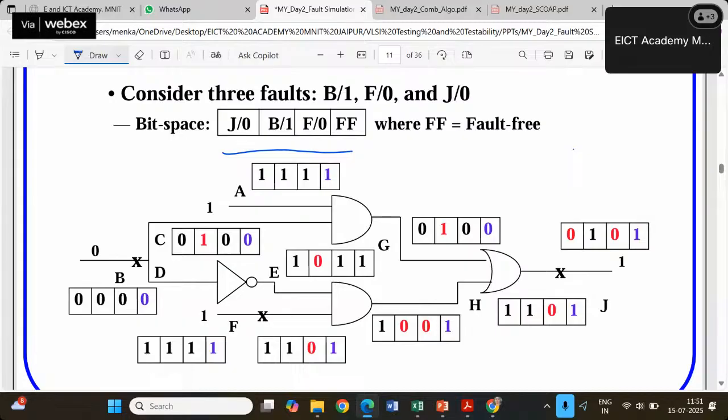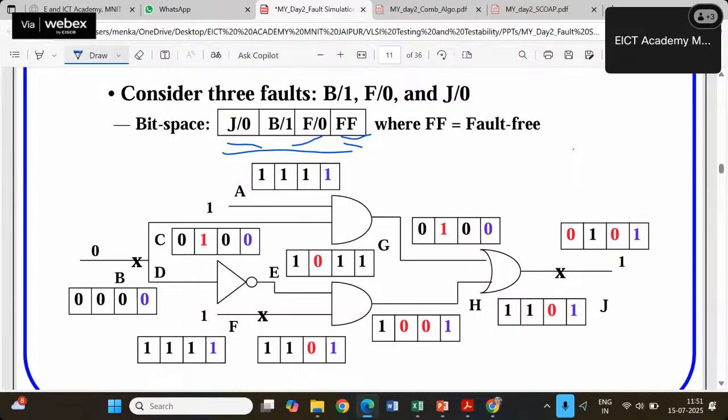For each and every branch, we require 4 bits. Why? 1 is the fault-free and 3 for each and every fault. So 3 are reserved for each and every fault, and the last bit is fault-free. It means we will consider FF, meaning fault-free, whenever there is no fault existing in the circuit. Then what could have been the value over there? So let us start it.